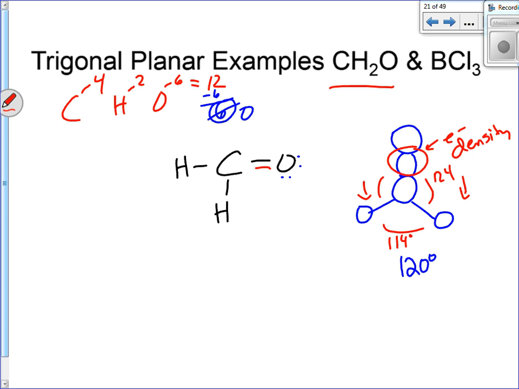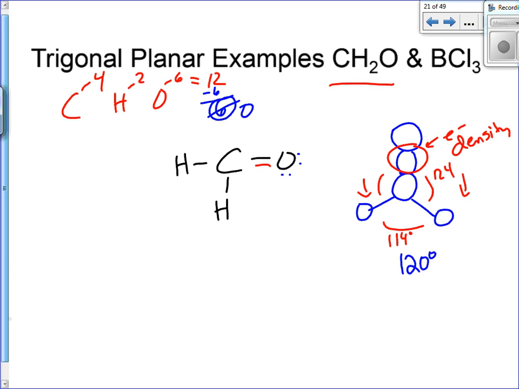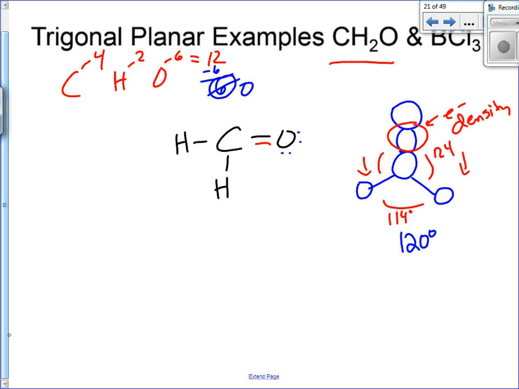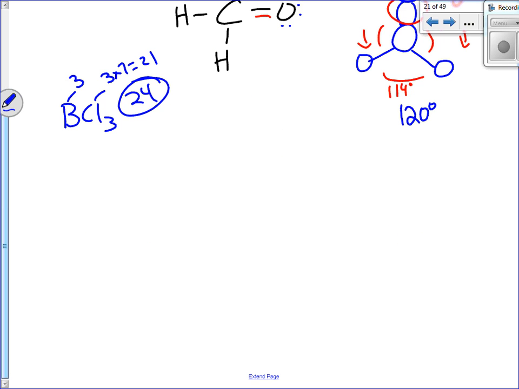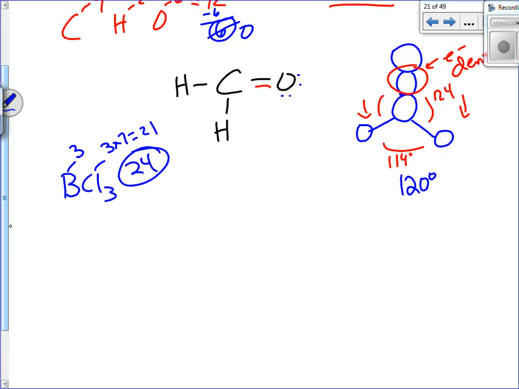Okay? Now for boron, and our exception here. We all know boron likes to have what? 6 valence electrons. BCl3. So, boron brings in 3. 3 times 7 is 21. That's a total of 24 that I have to work with. Right? Check my numbers. Okay. Thank you. Who goes in the center?